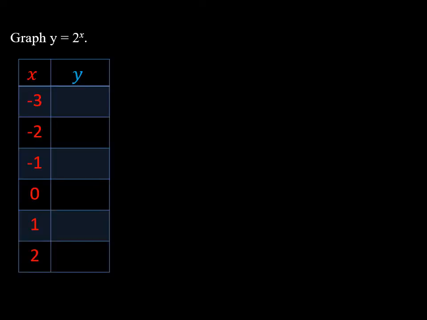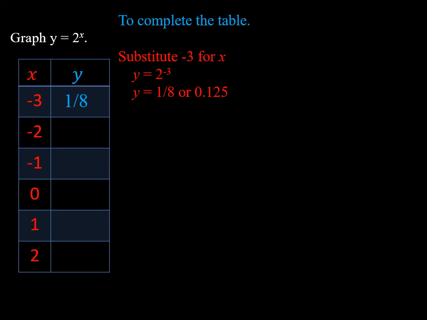We're going to start with the first example. We need to graph y equals 2 to the power x. So we're going to substitute several values for x in the function to get the value of y. So we get some points. We're going to plot them on the graph and connect the points. When x equals negative 3, y equals 2 to the power negative 3, that's 1 over 8 or 0.125.